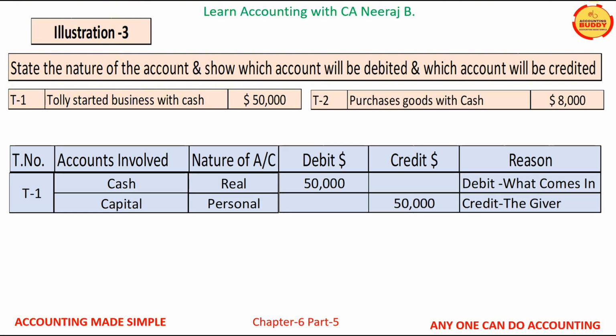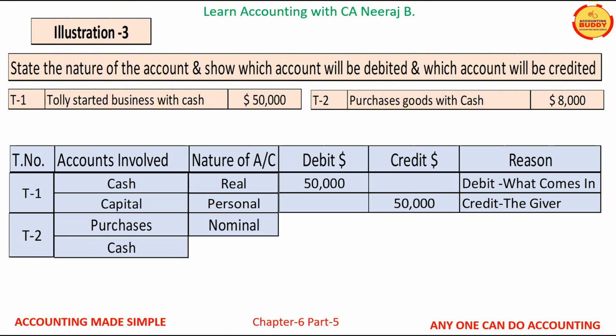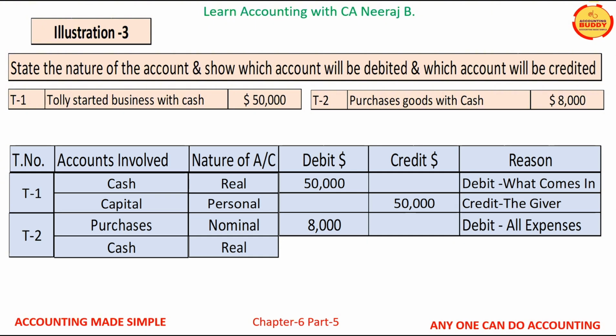Transaction T2 is goods worth $8,000 are purchased for cash. The two accounts involved in this transaction are purchase account and cash account. Purchase being an expense is a nominal account and cash being an asset is a real account. Rule for nominal accounts is debit all expenses. Therefore, purchase account will be debited with $8,000. Rule for real account is credit what goes out. Therefore, the cash account will be credited with $8,000.